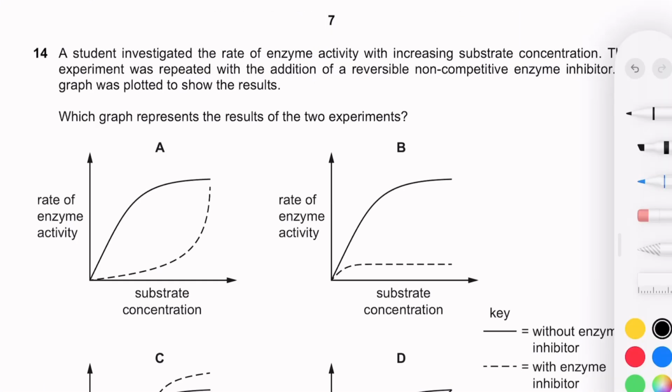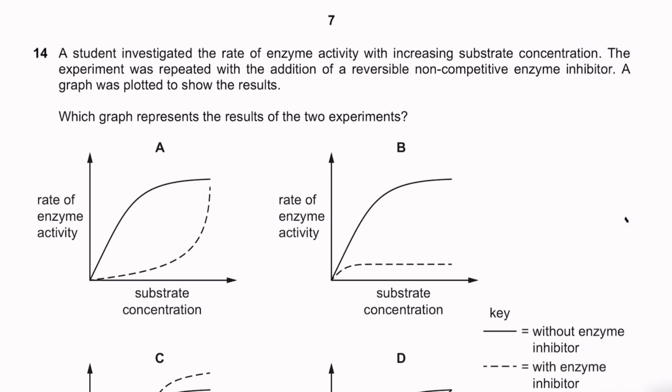Number 14. A student investigated the rate of an enzyme activity with increasing substrate concentration. The experiment was repeated with the addition of a reversible non-competitive inhibitor. A graph was plotted to show the results. Which graph represents the results of the two experiments?